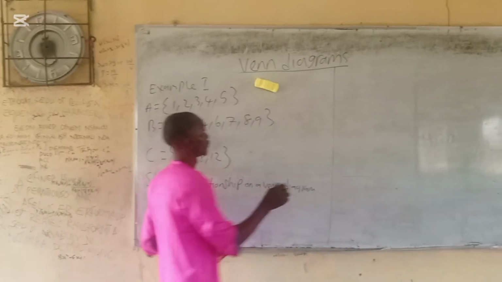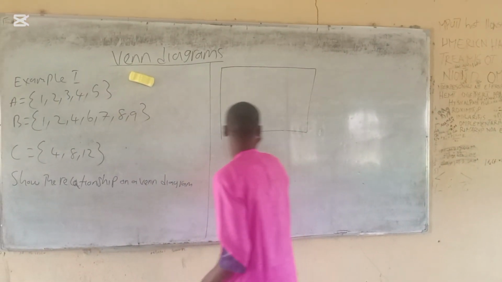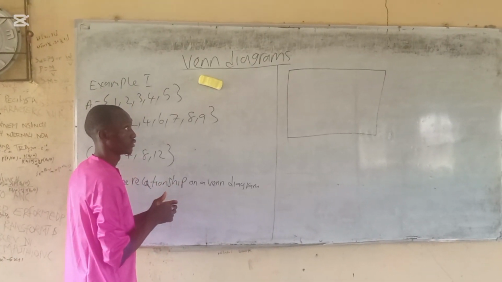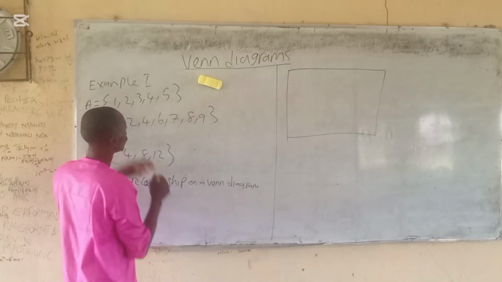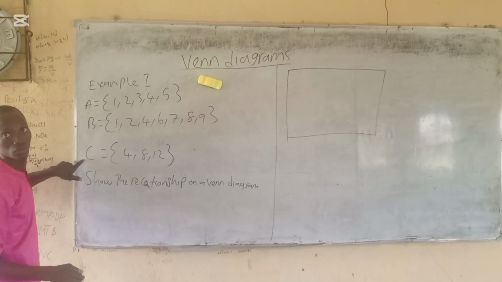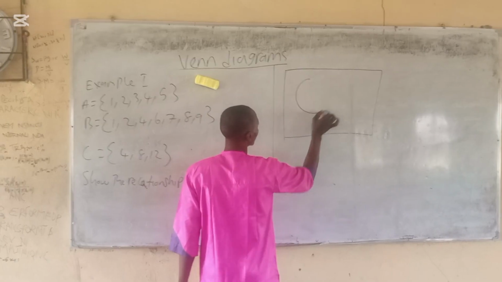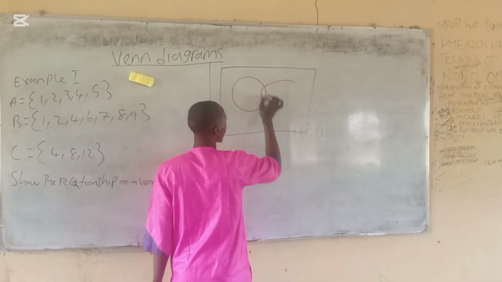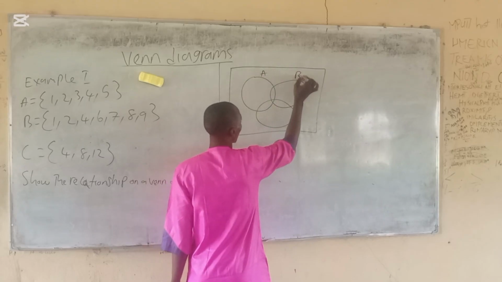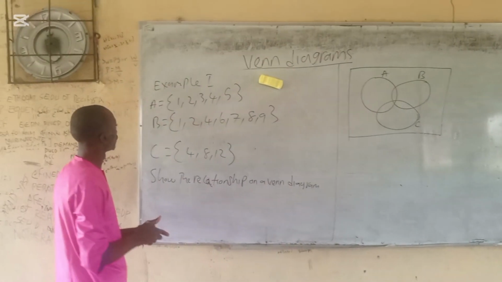Now, this is how you go. Let's take a rectangle, then take the circles. In this case, we have 3 subsets. This is a subset, this is a subset, this is a subset. So, take them like this: A, B, and C. Now, look at these 3 sets.